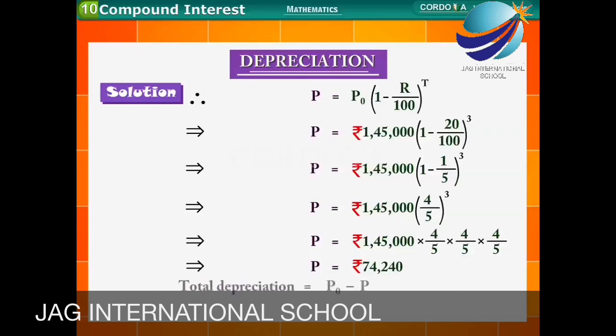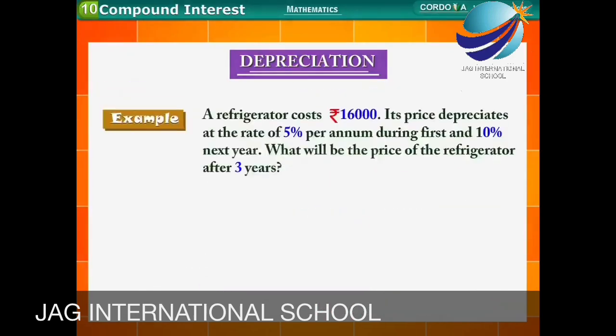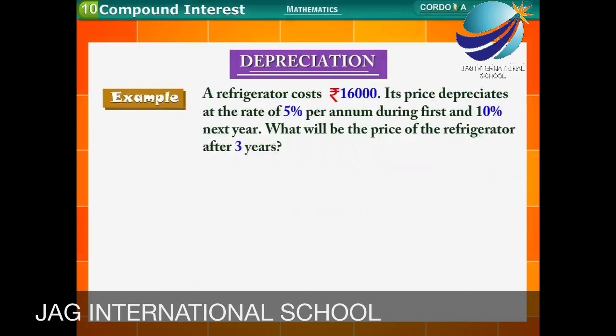74,240. Total depreciation is equal to P0 minus P, which is equal to rupees 1,45,000 minus 74,240, which is equal to rupees 70,760. Example: a refrigerator costs rupees 16,000. Its price depreciates at the rate of 5% per annum during first 2 years and 10% next year. What will be the price of the refrigerator after 3 years?